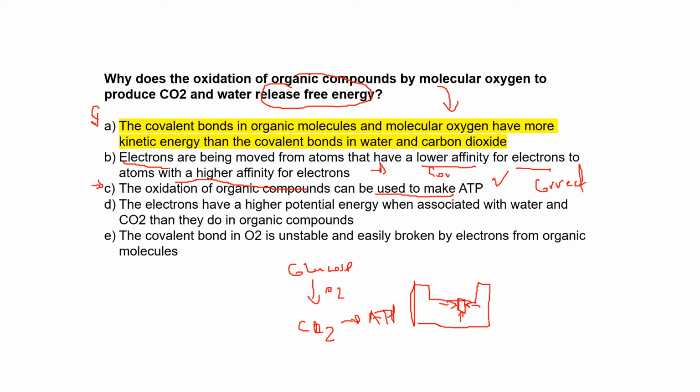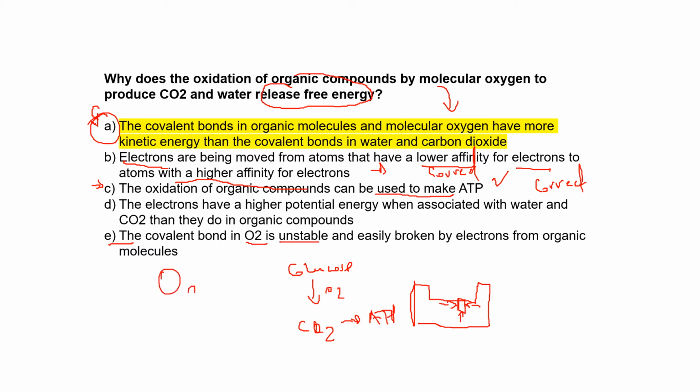So now let's see D. The electrons have a higher potential energy when associated with water and CO2 than when they are in organic compounds? So again, this is not the best. A is superior. And finally, the covalent bond of oxygen is unstable.